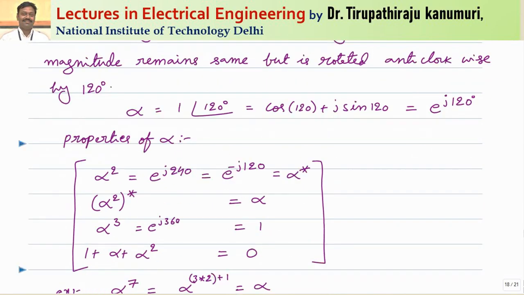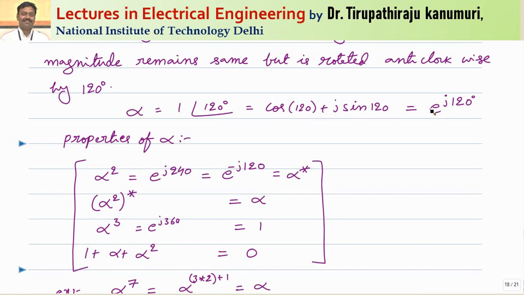So this vector operator I can represent like this. The value of alpha is equal to 1 at an angle of 120 degrees. That means it will displace by 120 degrees in the anti-clockwise direction. Or I can represent this as cos theta plus j sin theta, with magnitude equal to 1. This is equal to cos 120 plus j sin 120.